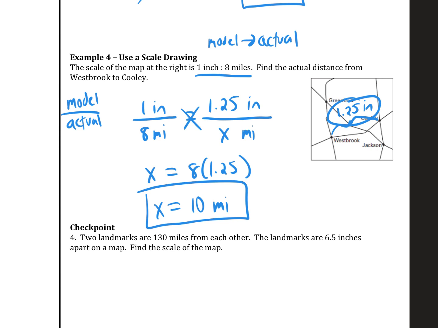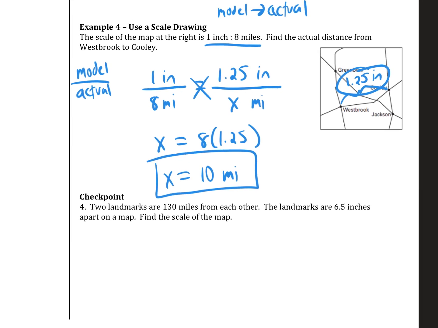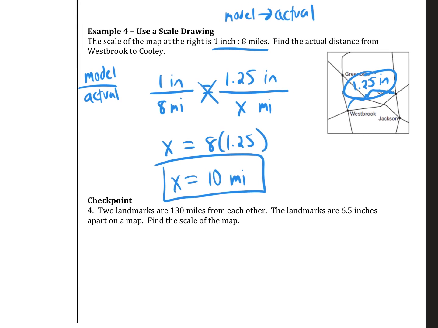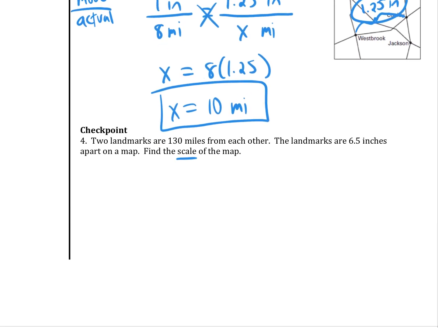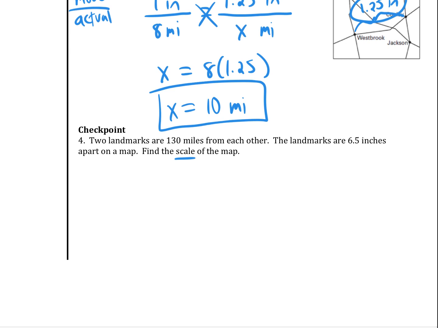All right, so checkpoint 4. Checkpoint 4 is we're just finding a scale. It's not like the last one we did, but it's more like example 3. So why don't you guys pause the video and see if you can do checkpoint 4. Go ahead.